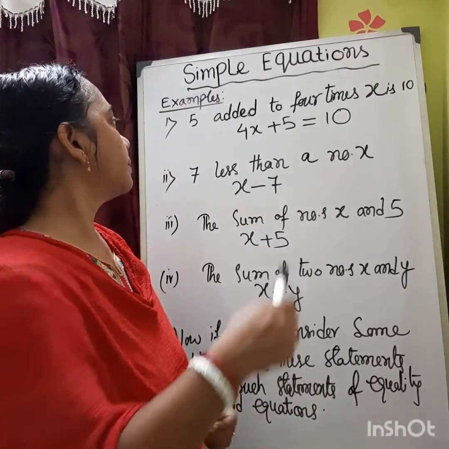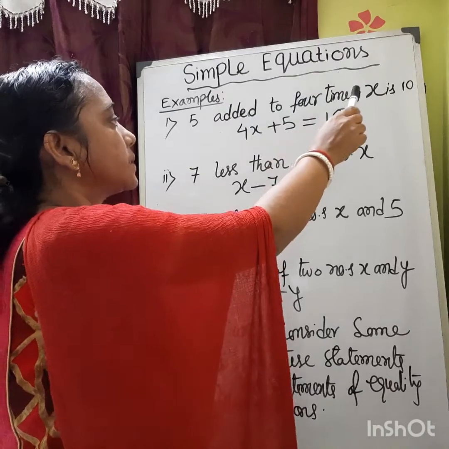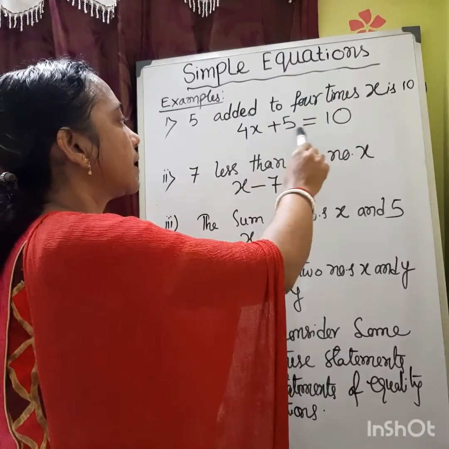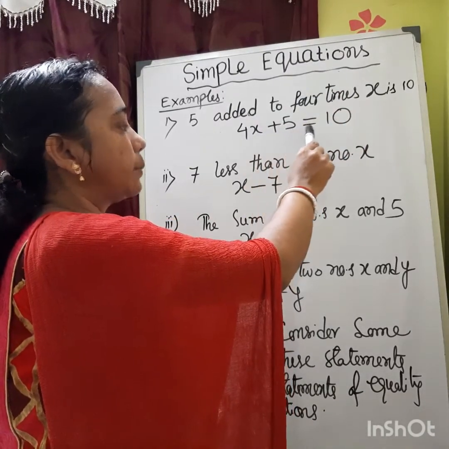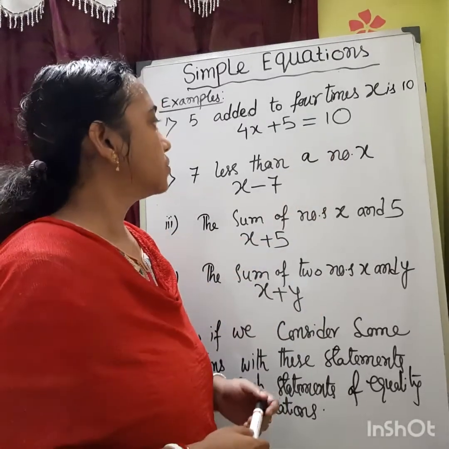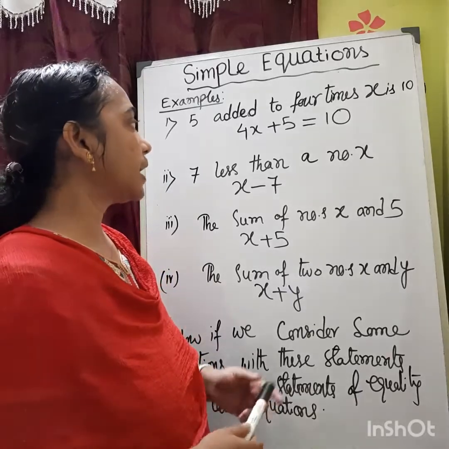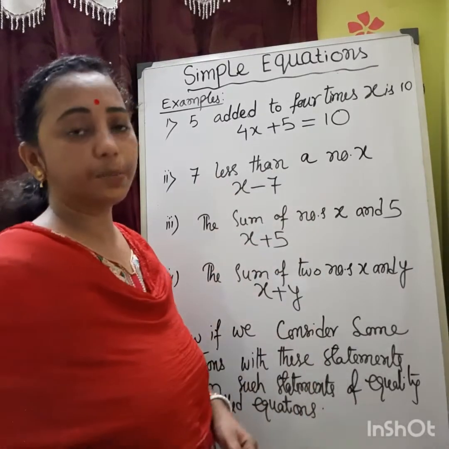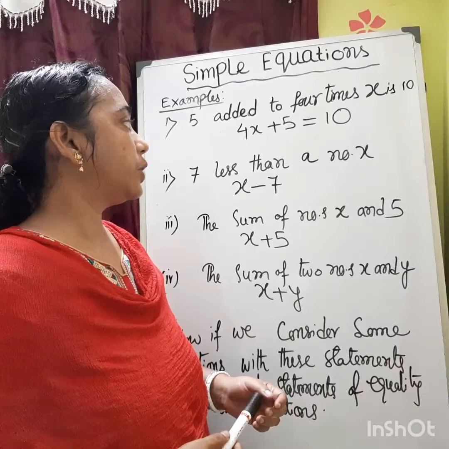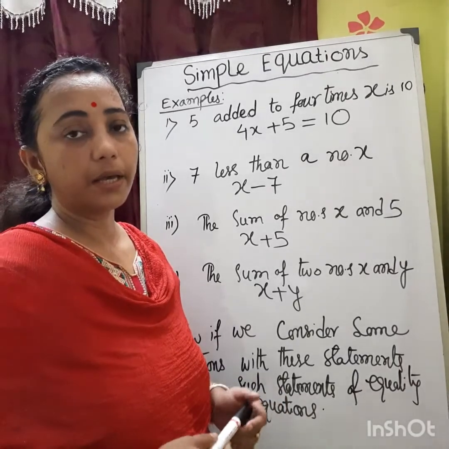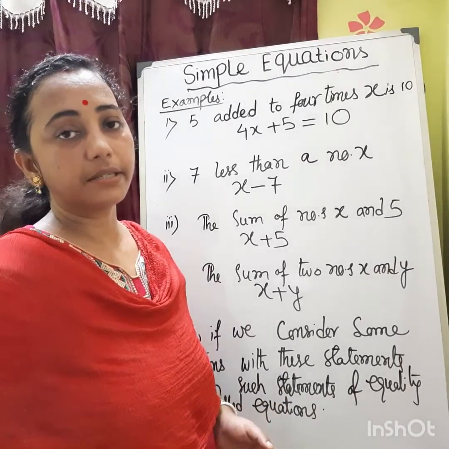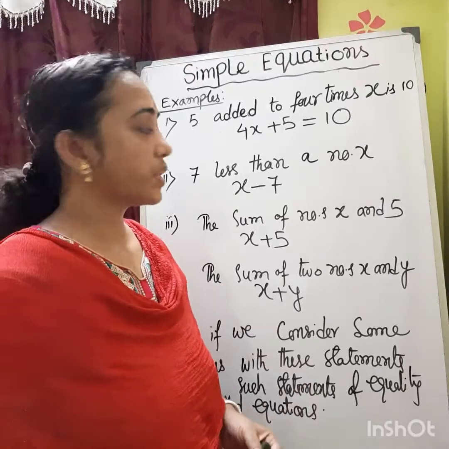Let us take some examples. 5 added to 4 times x is 10. So in this case, the expression 4x plus 5 is equal to 10. That time we call it an equation. That means whatever expression is present on the left hand side, its value will be equal to the value of the right hand side.